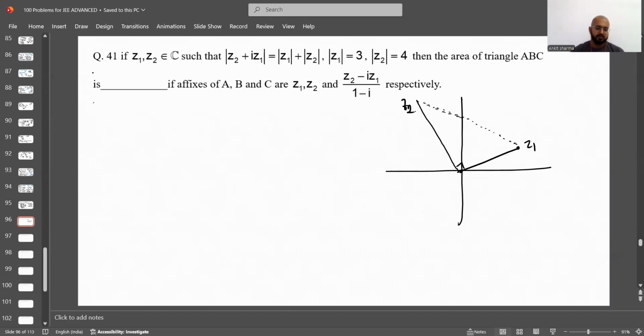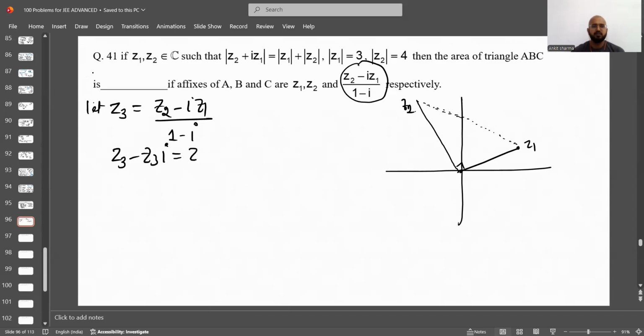Now let's go ahead. So this is z1, this is z2, and then there is one more vertex, that's z3, and this turns out to be this one. So I can write down z3 is equal to z2 minus i z1 over 1 minus i. So I can write down now z3 minus z3 i is equal to z2 minus i z1. So let's check this one here. So I'll be having z3 minus z2 is equal to z3 minus z1 into i.